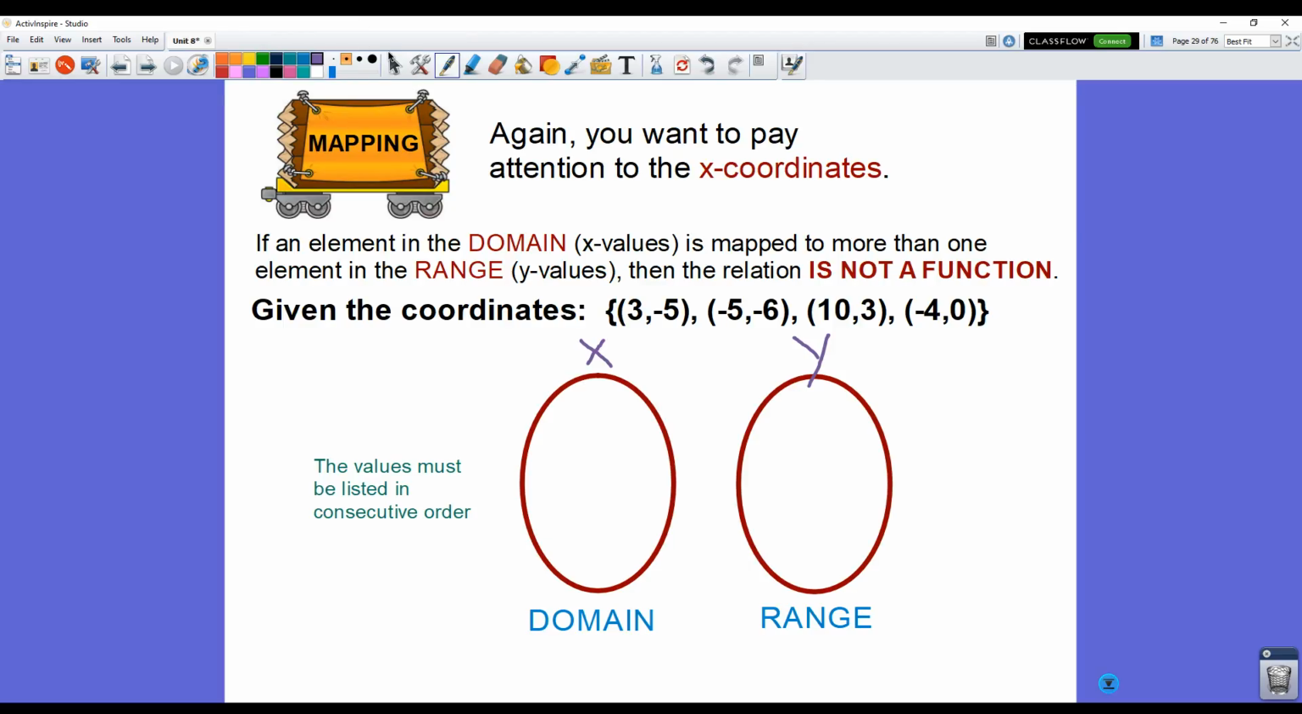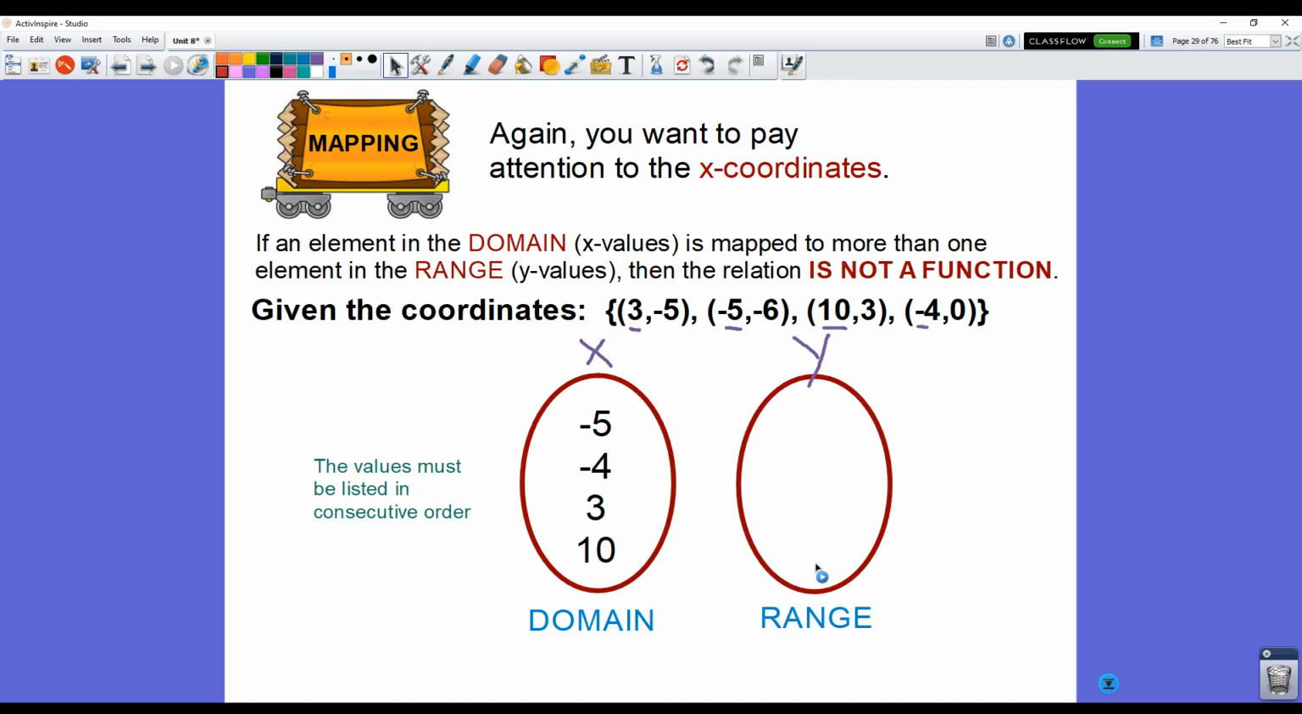So when I'm looking at my x values, we're going to consider 3, -5, 10, and -4. What's my smallest x value? Looking at a number line, the one that would be the smallest would be the -5 here. And then we would have -4, and then 3, and then 10. So we've listed those here.